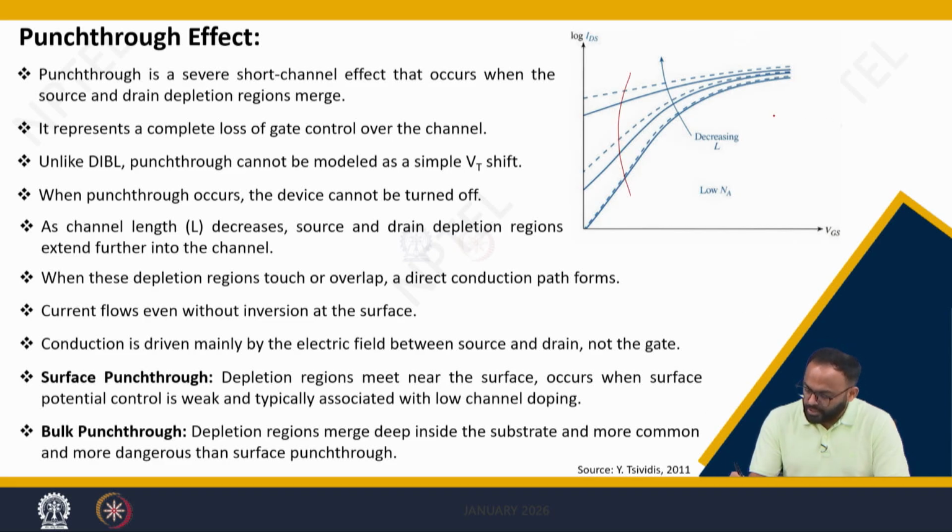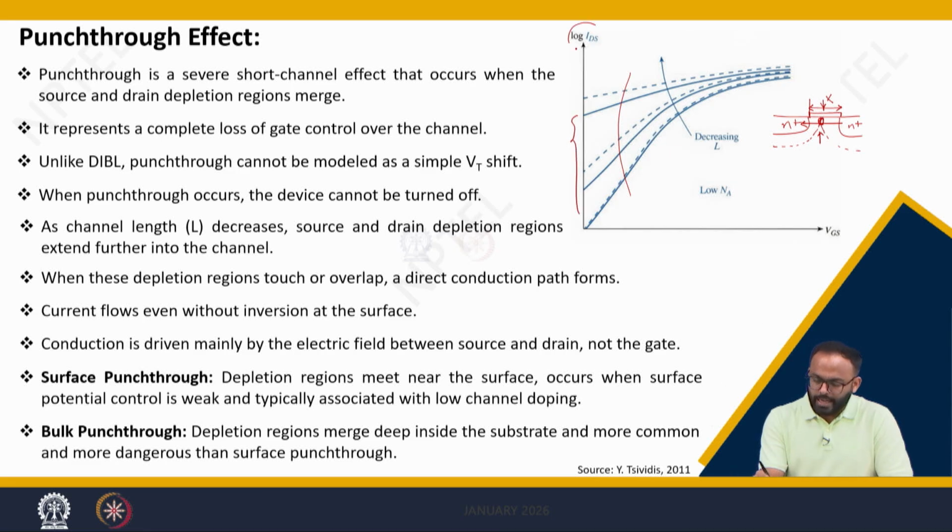Now, what punch through is: for example, you have a MOSFET like this and the channel length is very, very small. There is a possibility that the depletion regions touch each other. Because you are applying a gate voltage to control the channel, but the depletion regions touch each other, without the gate control the carriers can move between source and drain, and hence you see the off current or the leakage current increases significantly.